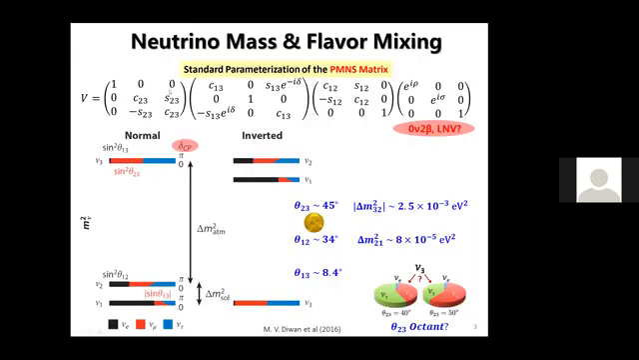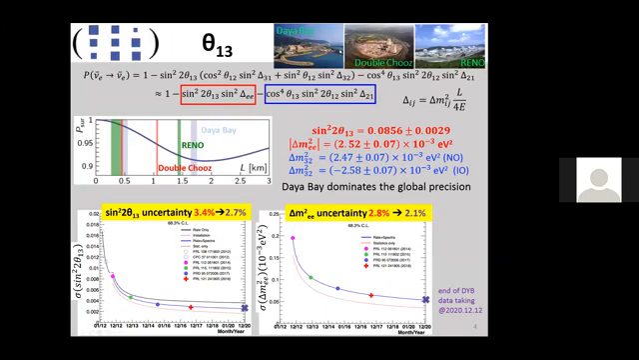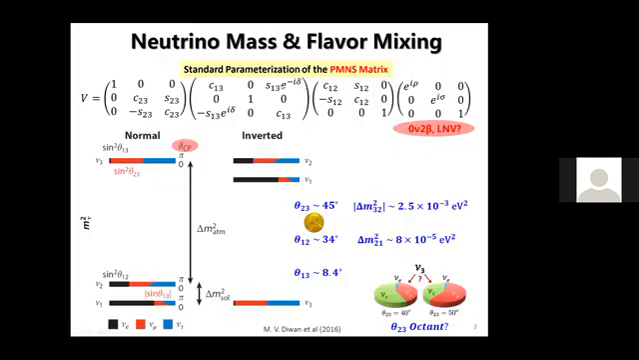So let's take a closer look at the neutrino mass and the flavor mixing. Yeah, so this standard parameterization is well known. The 3 mixing angles and 2 mass square differences have been measured. The remaining issues are the neutrino mass ordering and the CP violation phase. The Majorana nature can only be probed in neutrinoless double beta decay. I will talk about that later.